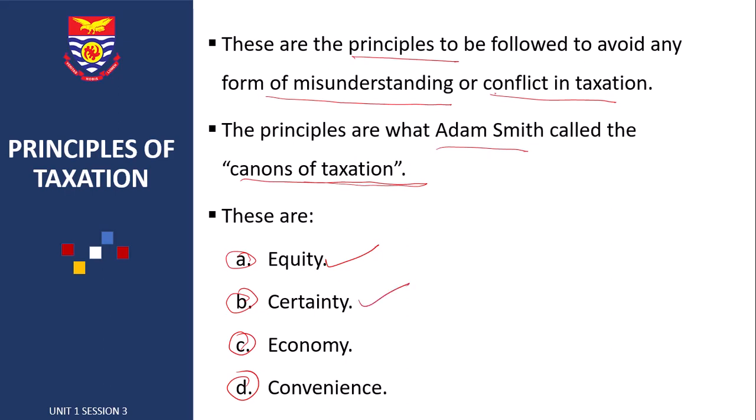Then we have certainty. A good tax system must be certain in the sense that the taxpayer must know how much to pay, when he is to pay, and how payment is to be made. This will make collection of taxes go on smoothly if the taxpayer has this kind of information, and it will even help the taxpayer to plan ahead so as not to run into any difficulty or even to be liable to pay penalties.